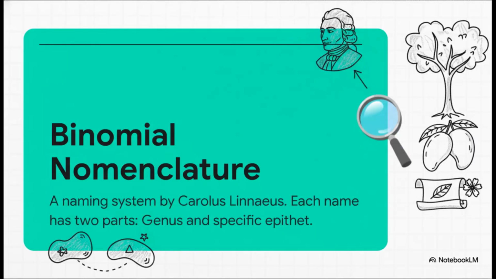So to fix this messy library problem, in comes our hero, a biologist named Carolus Linnaeus. He came up with this absolutely genius system called binomial nomenclature. Bi for 2, nomen for name. It's a 2-part naming system. Every organism gets a universal scientific name with 2 parts, the genus and the specific epithet. Take the mango, for example, Mangifera indica. Now, a scientist anywhere in the world knows exactly what you're talking about, no confusion.